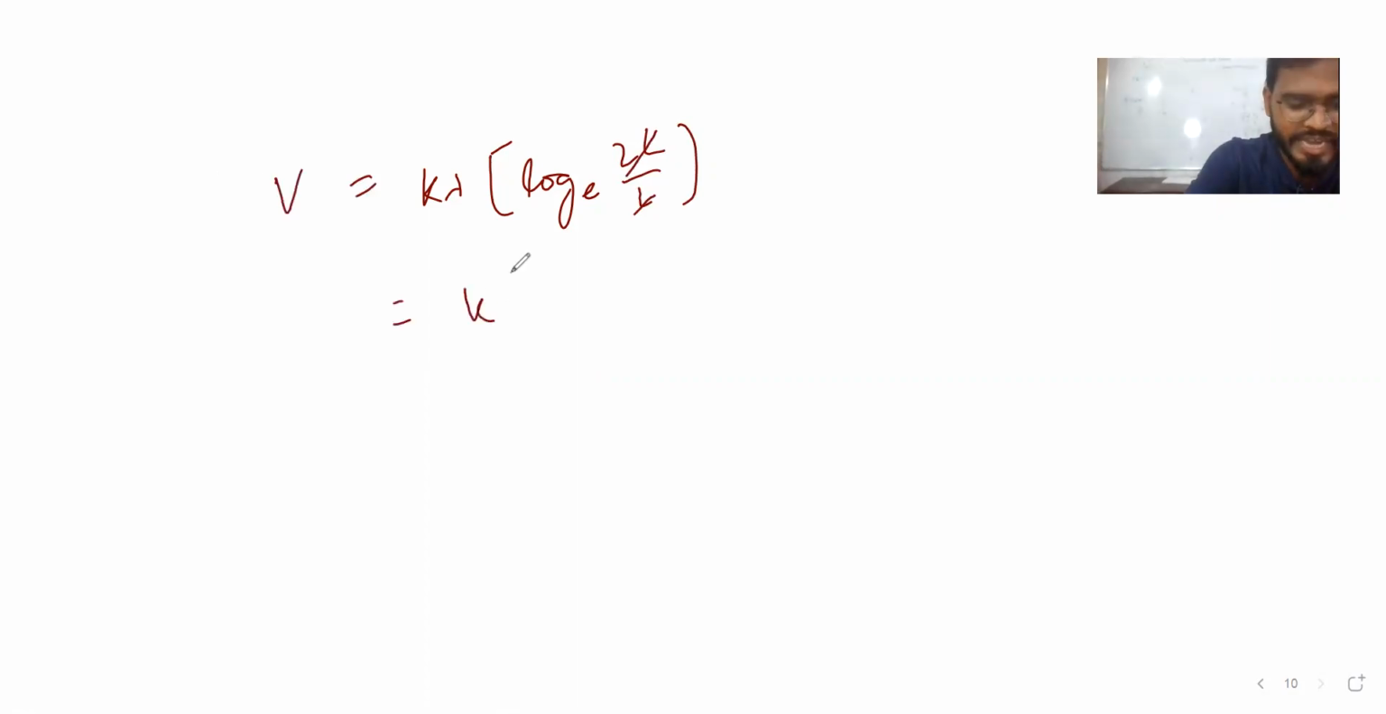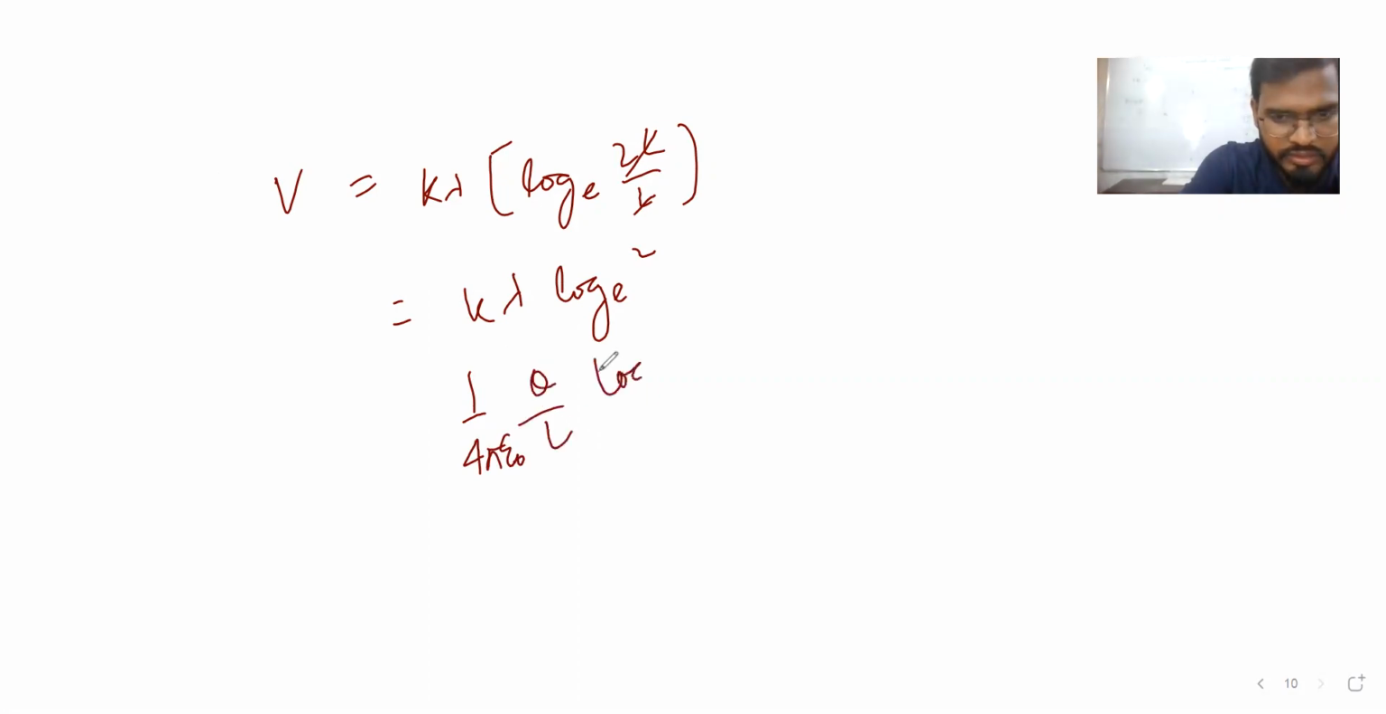So now we can say k lambda log e of x, we already did that. So it is in division, so 2L by L, so 2 only, right? Is equal to V. So k lambda log e of 2. K is 1 by 4 pi epsilon. Lambda is charge per unit length. Log e of 2 is equal to V.